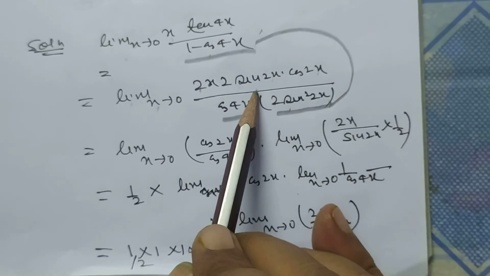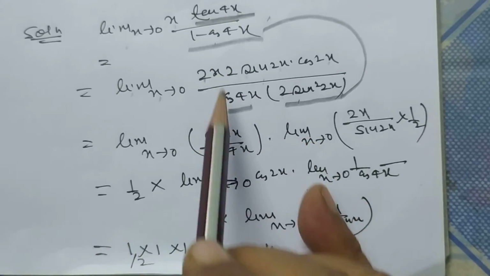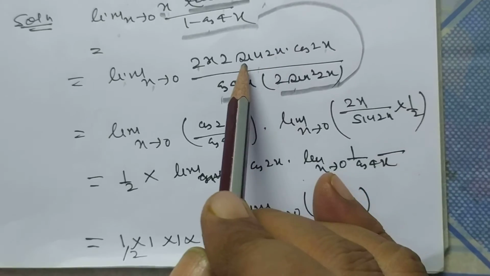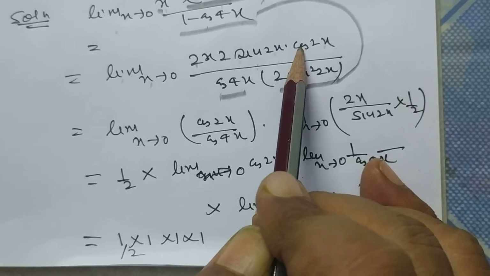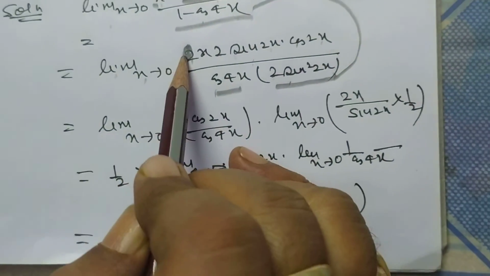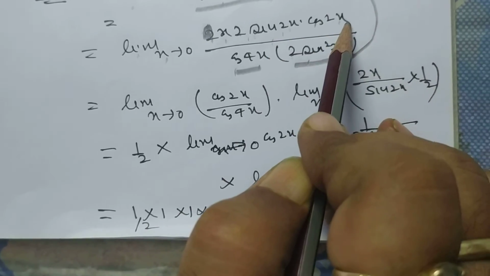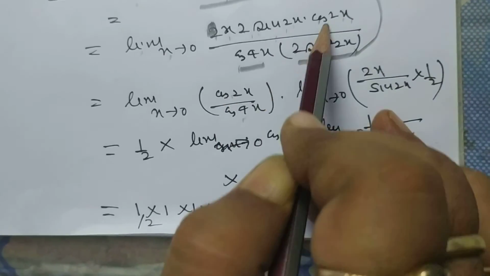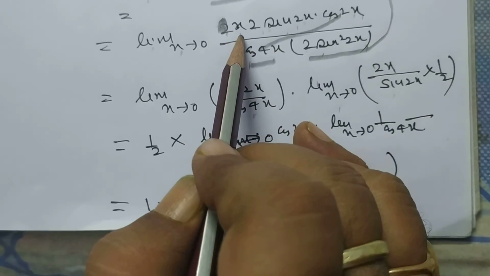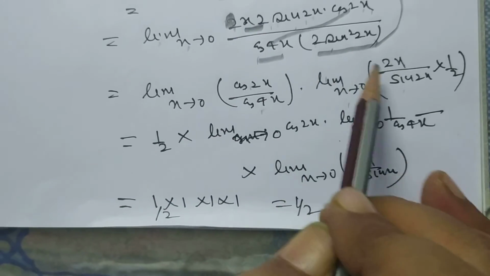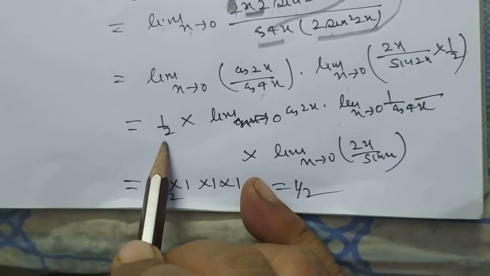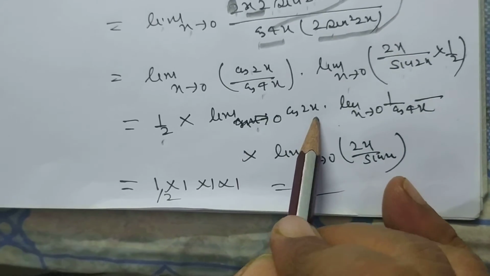And right here, sin 4x by cos 4x. So sin 4x can be written as 2 sin 2x into cos 2x. So my dear student, here x into 2 sin 2x into cos 2x by cos 4x. Limit x tends to 0, 2x by sin 2x into 1 by 2 into 1 by 2. So 1 by 2 into limit x tends to 0, cos 2x.